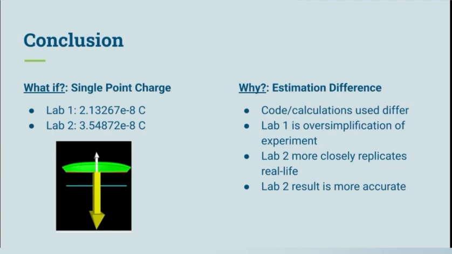Both estimates differ because the code used in the labs were different. Lab 1 was an oversimplification of the experiment, while Lab 2 more closely replicated the real-life experiment. As a result, Lab 2's charge value is more accurate to the real value.